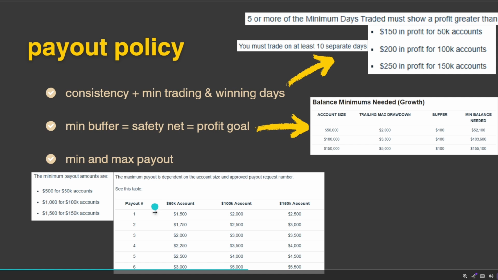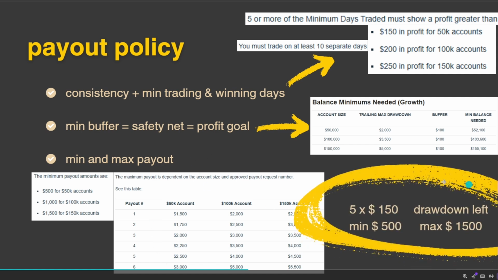You can sum them up to get the main rules. For example, the 50K account, you have 5 times $150, a minimum of $500, and you need to have some drawdown left. That's the buffer of the $100, and you have a max payout, the first payout, of $1,500. And then for the second payout, it's growing slightly.